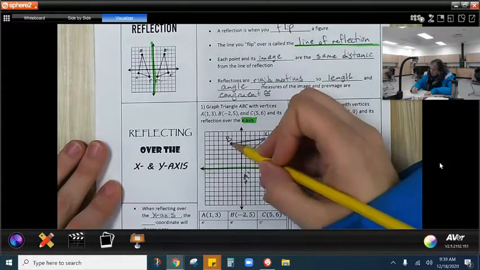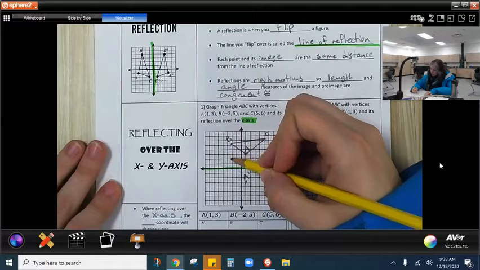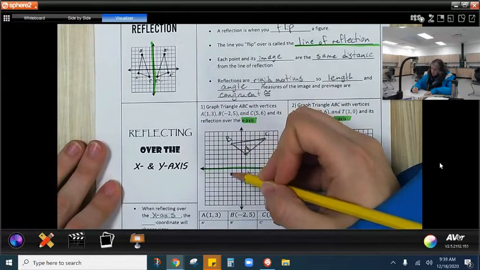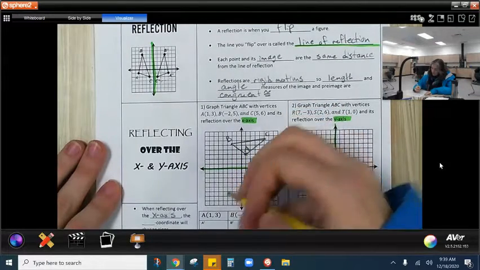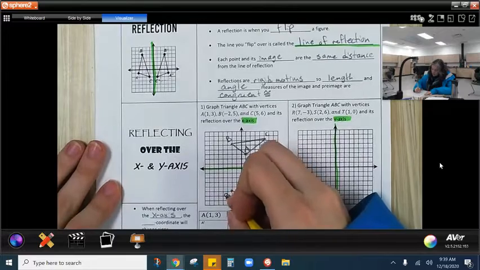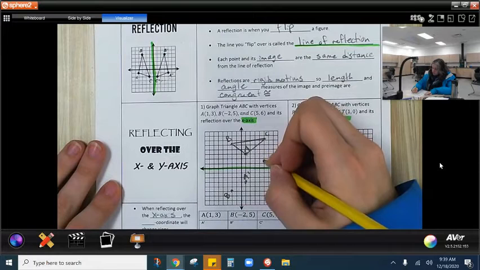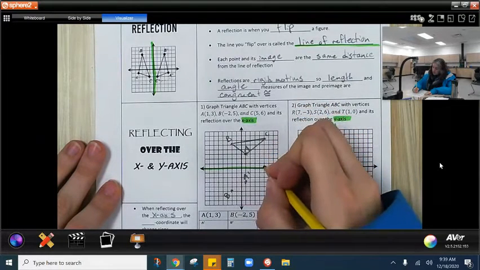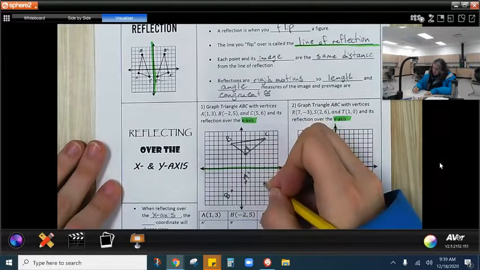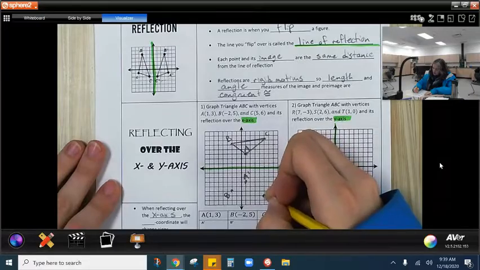So let's do it for B now. B is 1, 2, 3, 4, 5. So here's B prime. And then C. C is 1, 2, 3, 4, 5, 6. So C prime will be 1, 2, 3, 4, 5, 6.